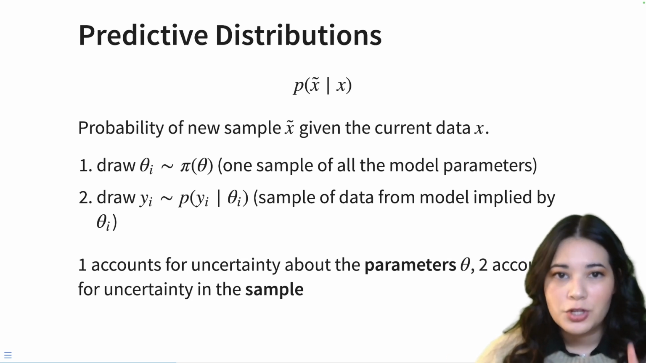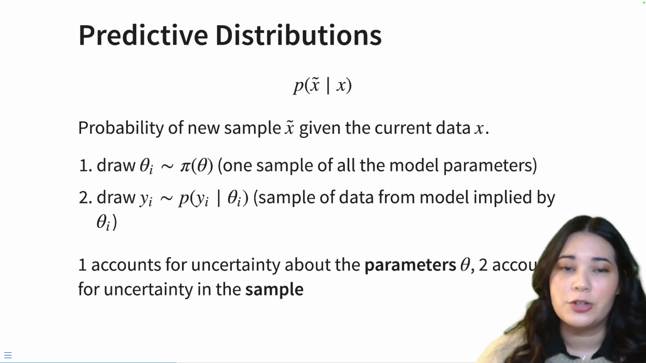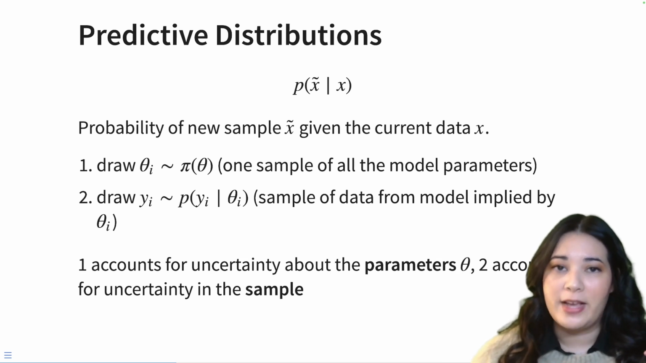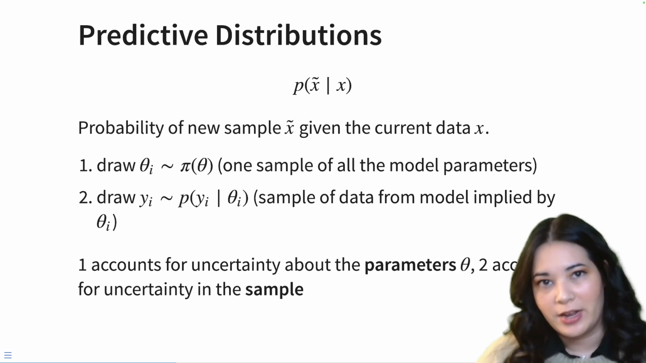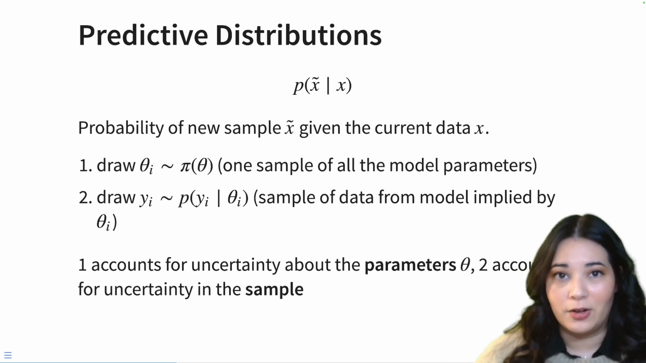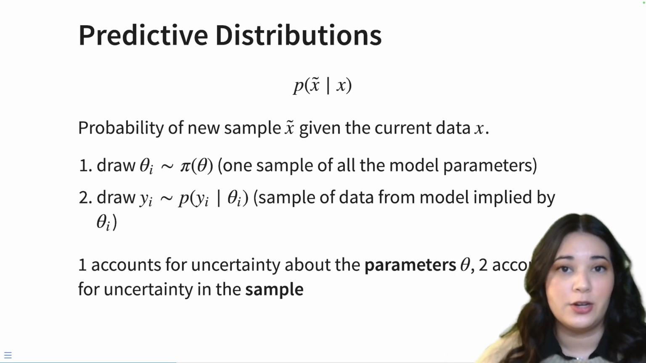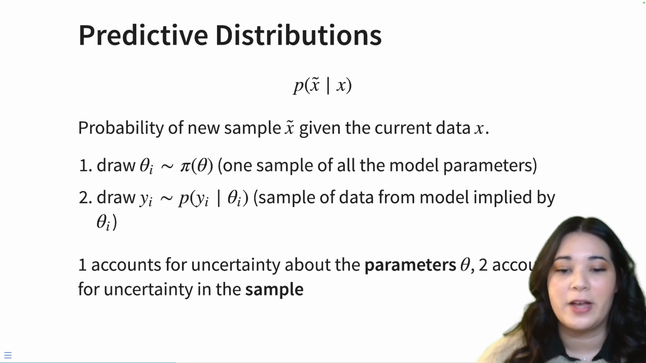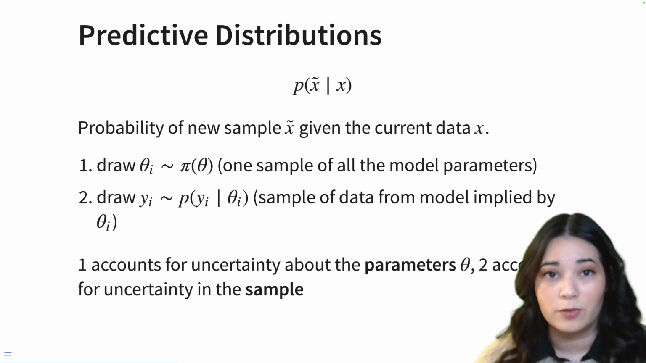So again, there's 2 steps to actually get the predictive distribution. First, we're going to randomly sample a set of parameters from our prior or our posterior, and then we're going to use those parameters in a model and use that to generate a new sample of data. The first step accounts for uncertainty we have in the parameters.